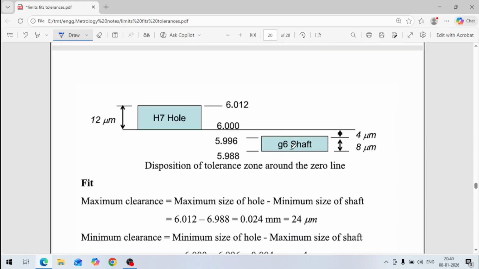If you see here in this diagram, this is 12 micron. Tolerance we have calculated, it is 12 micron. This is our basic size, 6 mm here, and this is our tolerance zone, and 12 micron is the tolerance. 6.012 will be the maximum size and minimum size will be 6.000 because fundamental deviation is 0. So this we have calculated for H7 hole, 6 mm dia. So these are the tolerances.